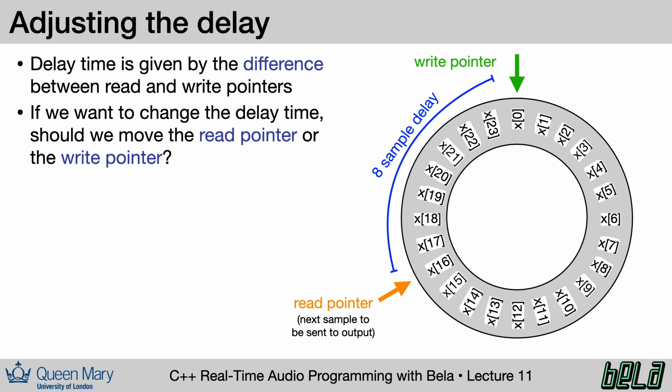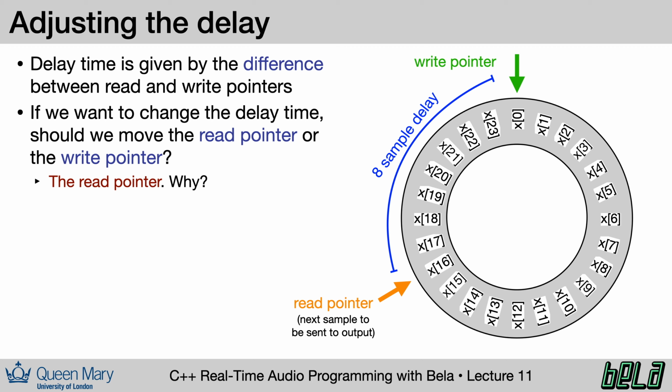To make the circular buffer a useful delay effect, we might want to be able to adjust the delay in real time. So as we know, the delay time is given by the difference between the read and the write pointers. Therefore, if we want to change the delay time, we need to change the distance between them. We could do this by either moving the write pointer or moving the read pointer. Which way should we do it? I propose to you that you should move the read pointer. What might be the reason for that?